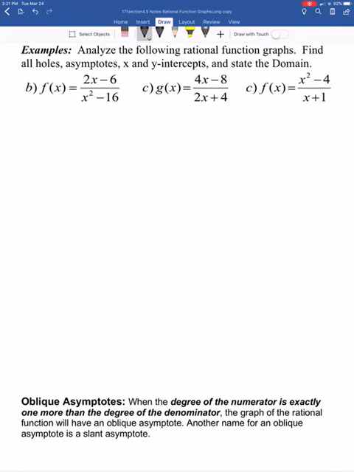All right, let's take a look at another example here of a rational function. Here in example B. Now in B, f of x equals 2x minus 6 over x squared minus 16. So let's go ahead and look at factoring. So in the numerator, we got 2 times x minus 6. And we can go ahead and factor that. GCF is 2. So we'll bring that out. That's 2 times x minus 3. So we break it down.